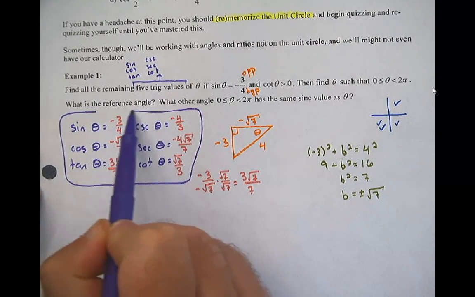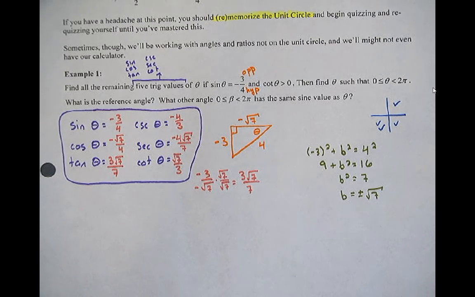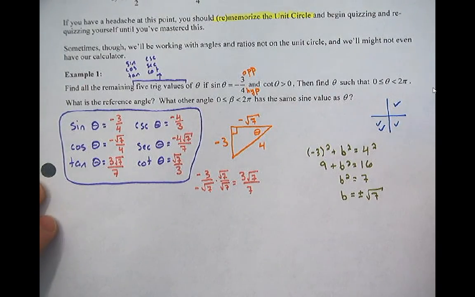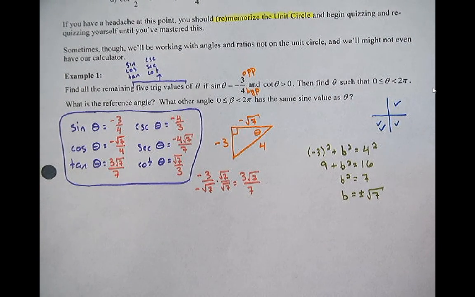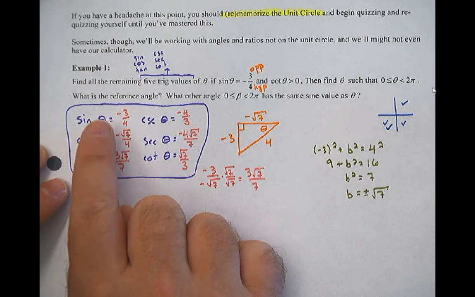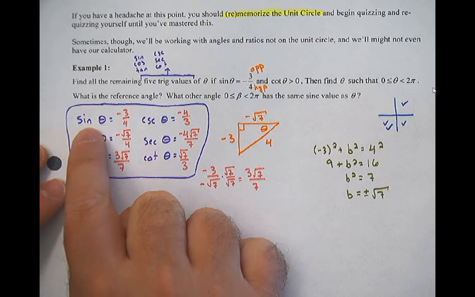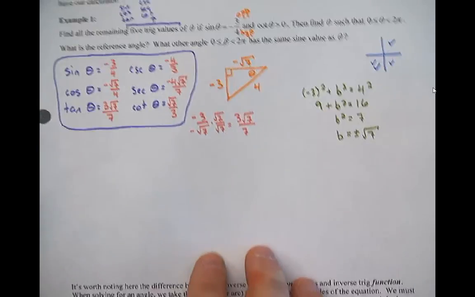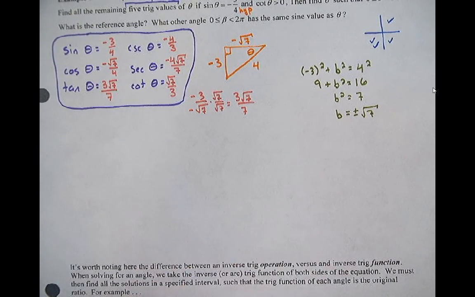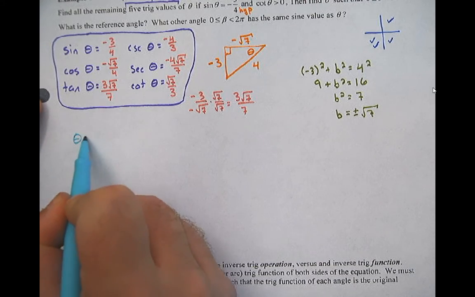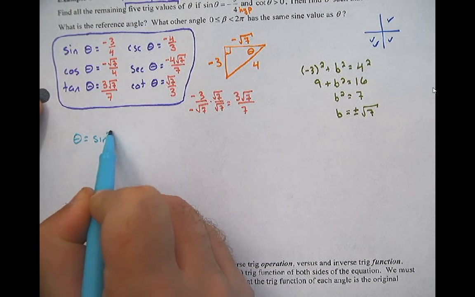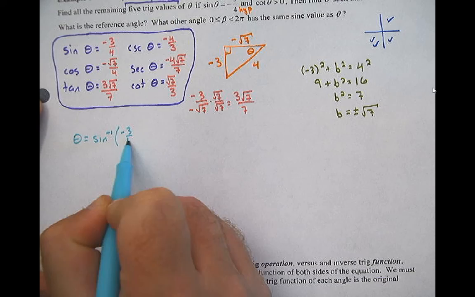Okay, so there's our first spot. We found all 6 trig functions. Then find theta such that, now I don't know how he has you do this without using your calculator at this point. I would use my calculator here. Because what I would have to do to find theta is I'd have to kill off sine, which means I'd have to do sine inverse. So theta is equal to sine inverse of negative 3/4.